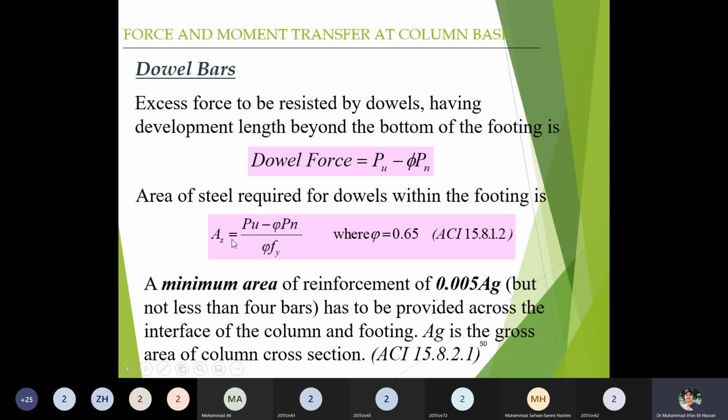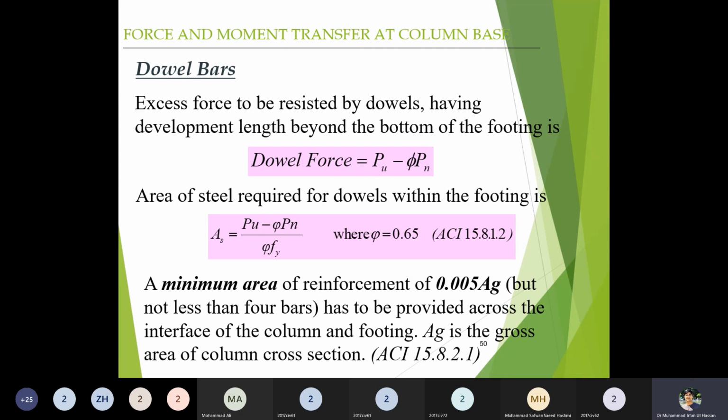And the dowel bars area can be computed by the difference of the forces: the column load minus the bearing strength capacity of the column, divided by the stress in the steel. So this will give us the required area of steel: (Pu minus φPn) over φFy. We can compute this area of steel this way because this is an axial load. So that's why, to compute the area of steel, load over stress is used. This is not flexure; the axial force is transferred to the dowels.